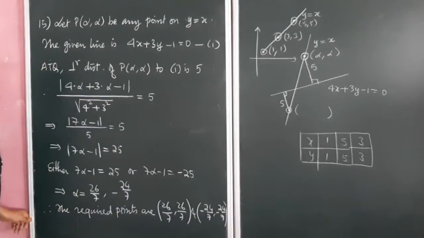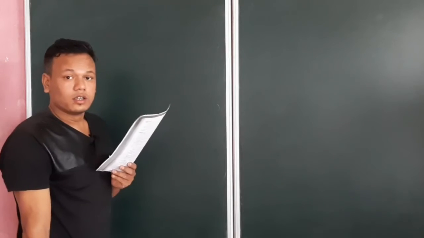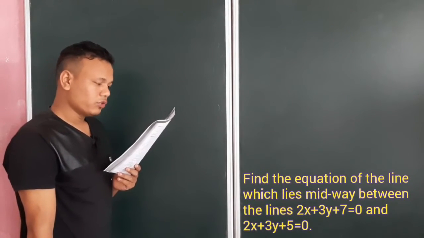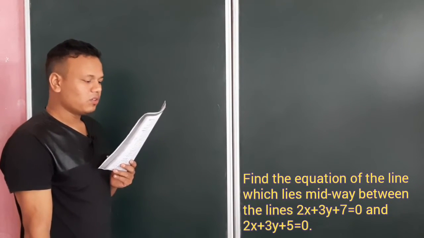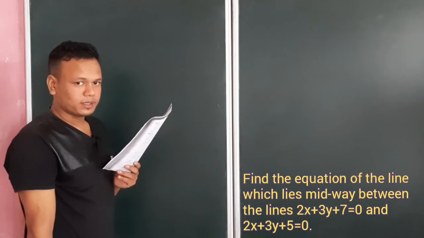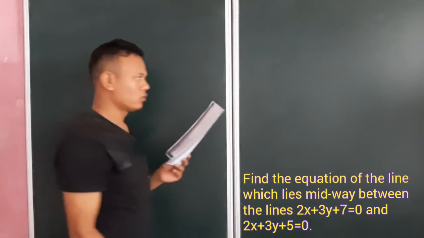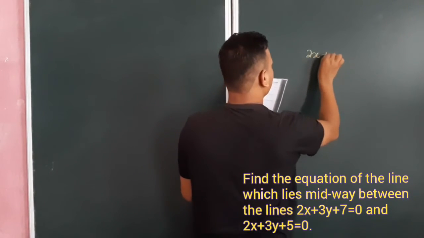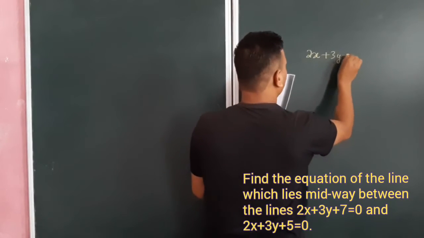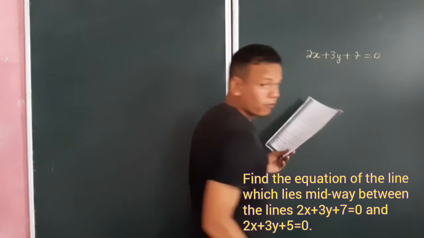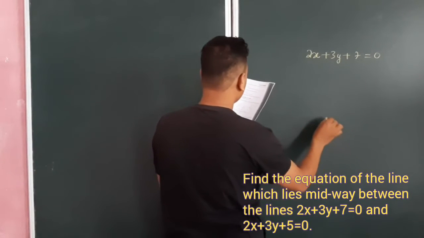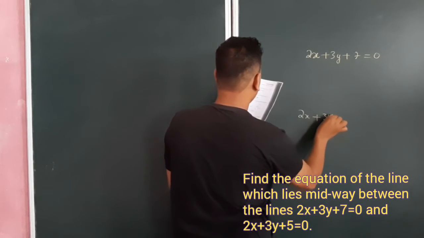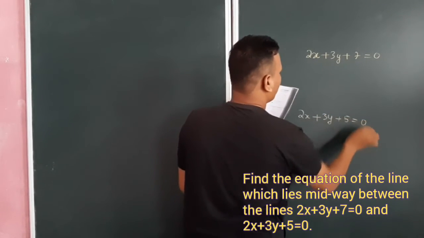Okay, so you may pause the video to note down. Okay, so let's take question number 17. So 17 says, find the equation of the line which lies midway between the lines 2x plus 3. Okay, so there are two lines given to you. One of the line is 2x plus 3y plus 7 equals to 0, and another line given to us is 2x plus 3y plus 5 equals to 0.